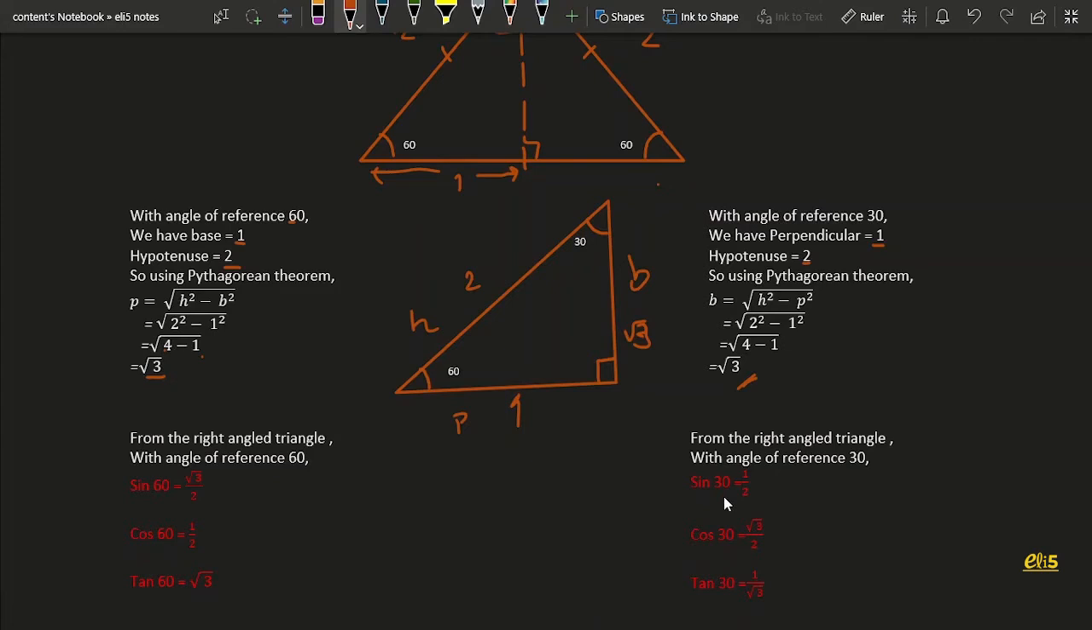Now we have sine 30 degree equals perpendicular by hypotenuse. With angle of reference 30 degree, perpendicular is 1, hypotenuse is 2, so 1 by 2. Cos 30 degree equals base by hypotenuse, so base is root 3, hypotenuse is 2, so root 3 by 2. Tan 30 degree is perpendicular by base, so perpendicular is 1, base is root 3, so 1 by root 3.